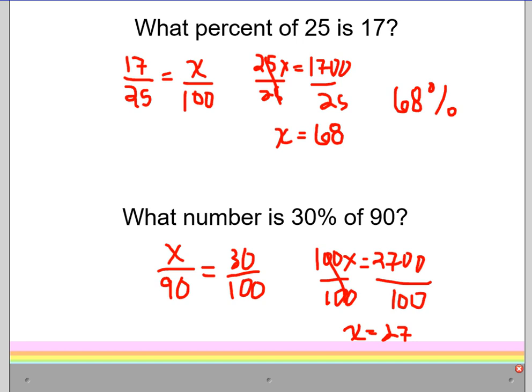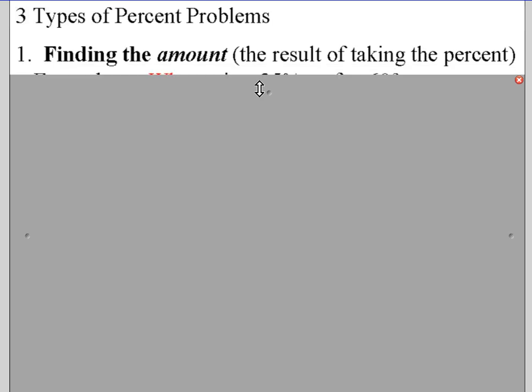The second way you can solve it is by using an equation. So there are three different types of percent problems. One where you're finding the percent, one when you're finding the whole, and one when you're finding the part. So in this case, instead of just using the proportion where we're just plugging in that information, we can also use an equation. So I'm going to show you how that works here. So the first type is when you're trying to find the amount, the result of taking the percent. For example, what is 25% of 60?